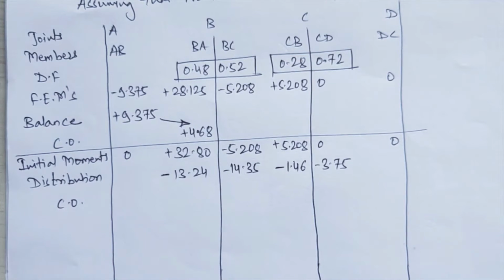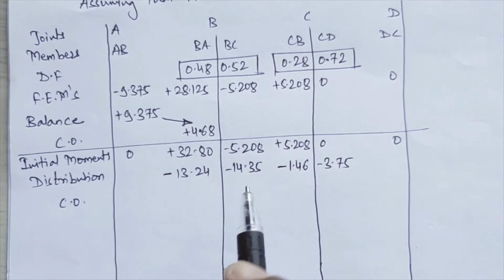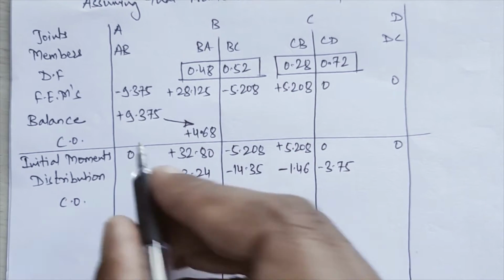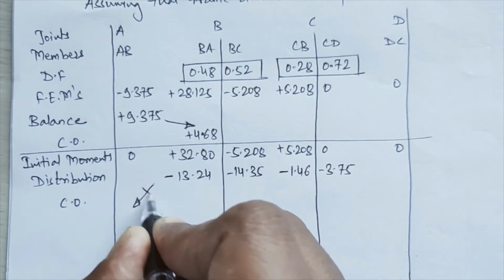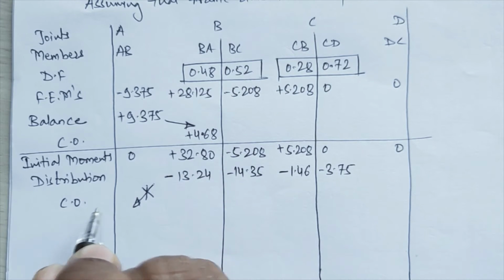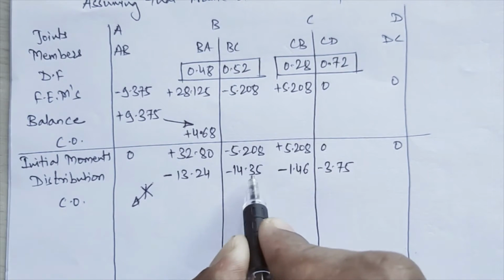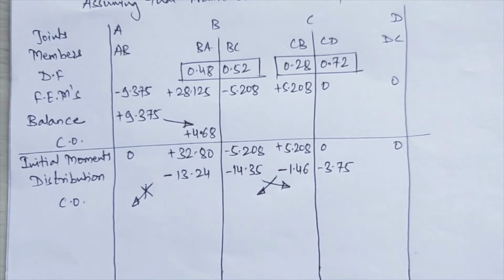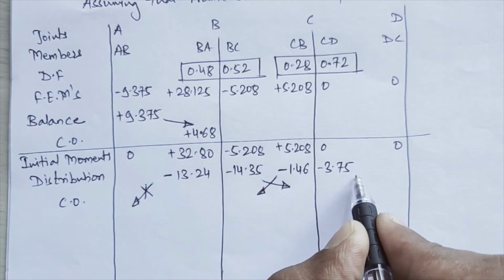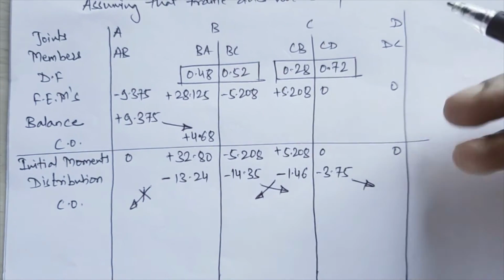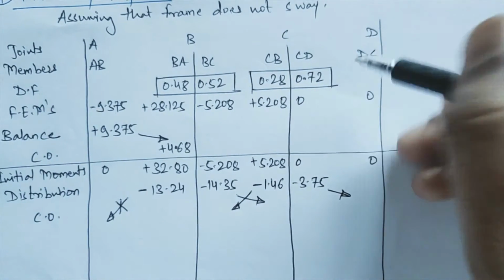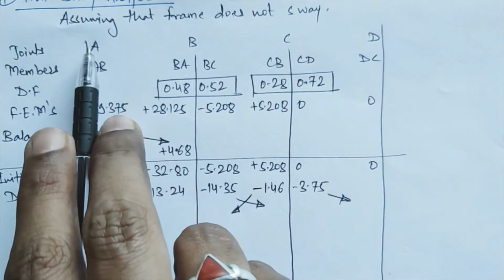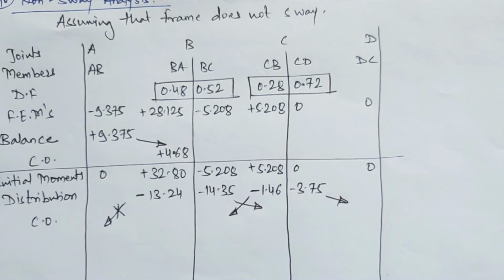After doing the distribution, next is the carry over of those moments which you have distributed. Now this carry over is not possible over there, why? Your joint A is the incapable joint, so this carry over is not possible. What will get carried over? The BC moment will get carried over to CB, and the CB moment will get carried over to BC over there, and the CD moment will get carried over to DC, because your joint D is capable here, and B and C are also capable here. Only carry over towards A is not possible, because A is the incapable support over here.